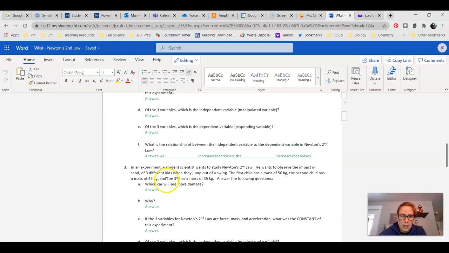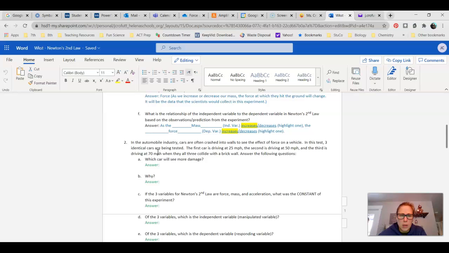So question two says, in the automobile industry, cars are often crashed into walls to see the effect of force on a vehicle. In this test, three identical cars are being tested. The first car is driving 25 miles per hour. The second is driving 50, and the third is driving 70. So we're all driving different speeds. That has to do with your independent variables. So out of force, mass, and acceleration, which one does that apply to?